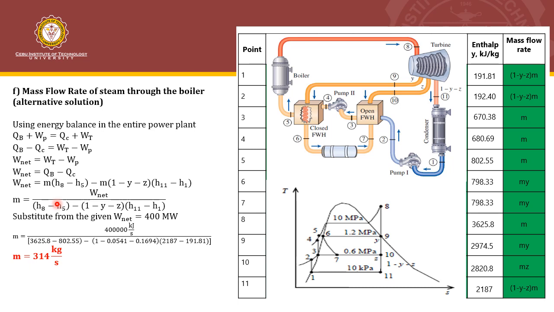So it is easier to get the mass flow rate using this process as compared to the previous one, because in that process you need to get the value of the work turbine and work pump, which requires a lot of energy balance.